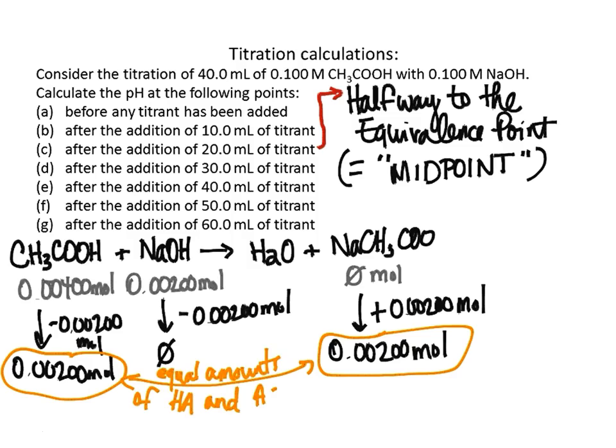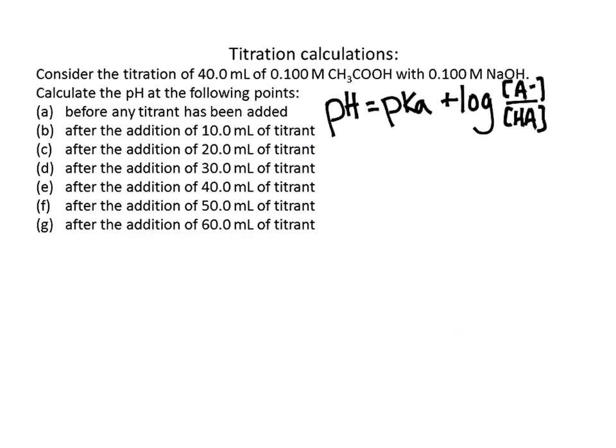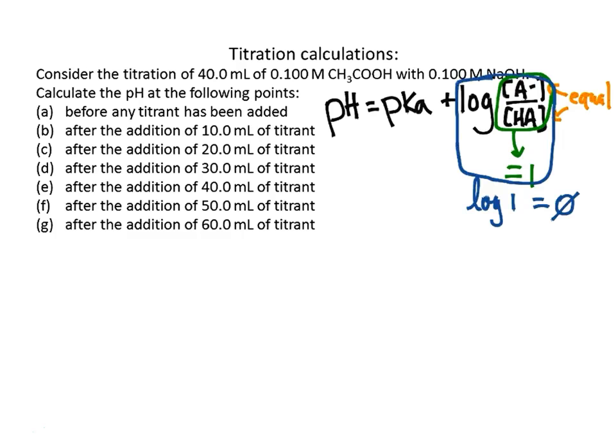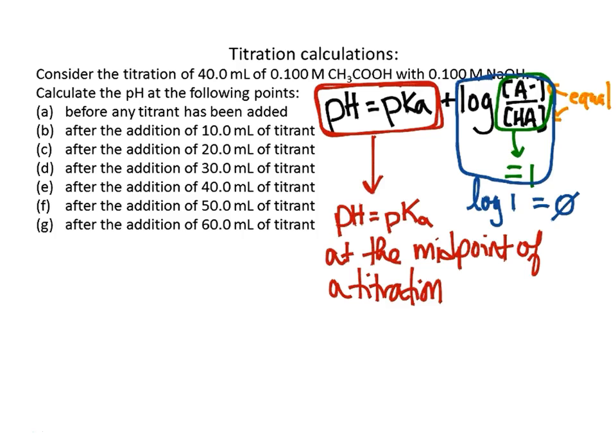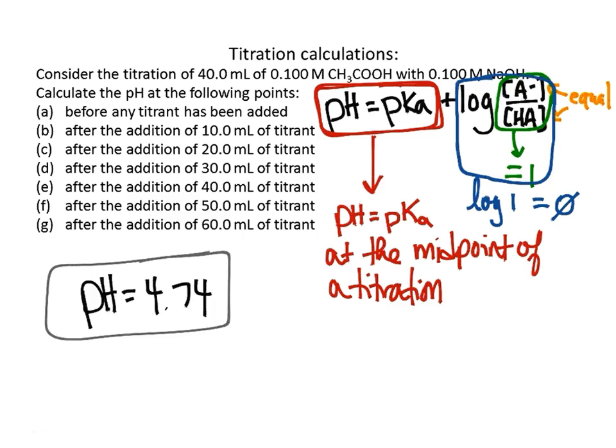What's important about having equal amounts of HA and A minus is that if we look at the Henderson-Hasselbalch equation, when the A minus and HA are equal to each other, then the ratio is 1. And when the ratio is 1, the log of 1 is 0. If the log of 1 is 0, that means the pH equals the pKa. So this point on our titration curve is very important. You can use the titration curve, find the midpoint. The pH at that point will always be the pKa of your acid analyte. And we often use titration curves in order to determine that.